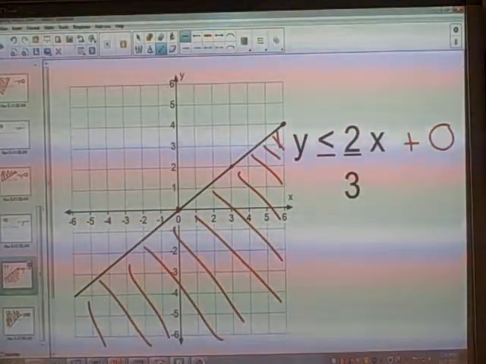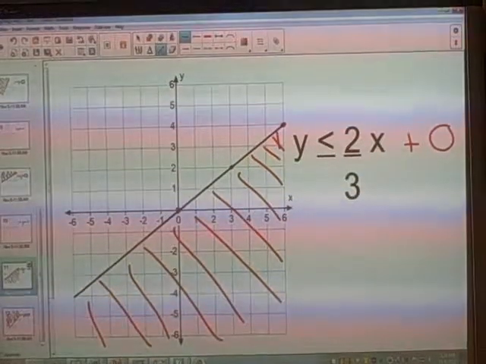Be very aware of those first few though, the x equals and the y equals. Those vertical and horizontal lines often catch people out.